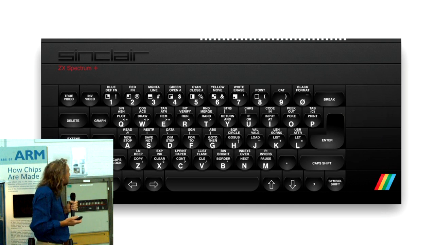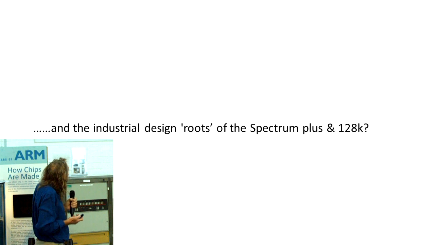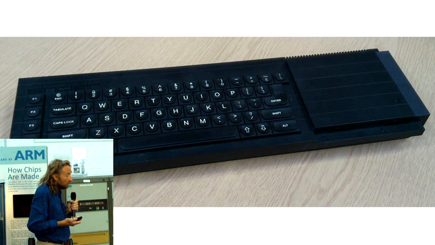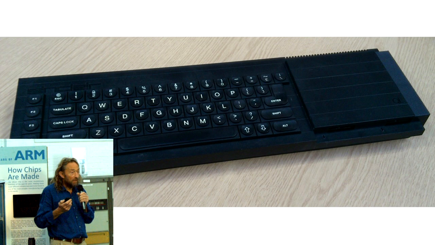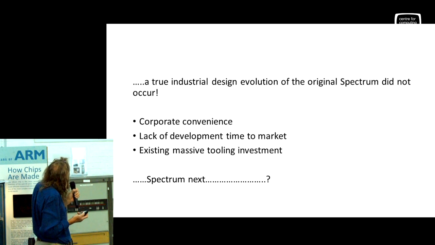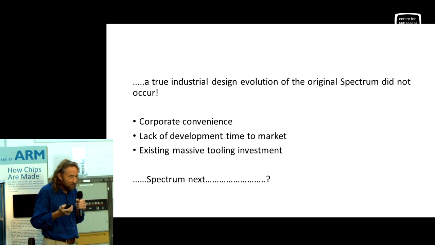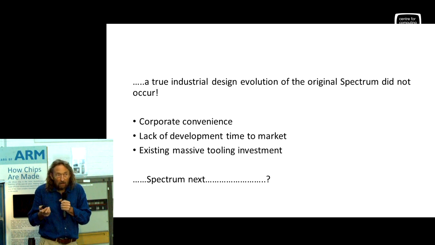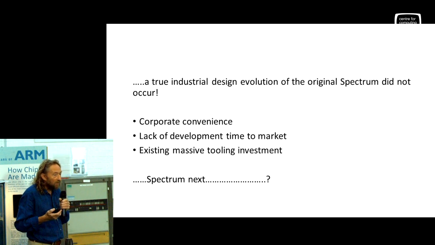Right, here's a really important question. And the answer, surprisingly, is that. Okay, so the Spectrum 128K and Plus, I'm talking industrial design terms again here, all came from that. Because a true industrial design evolution of the original Spectrum did not occur, and there were a lot of reasons. I remember being in our design studio at Sinclair, with Clive Sinclair, Nigel Searle, and somebody else, and we were thinking, we've got to do a next generation Spectrum. We've got no time.